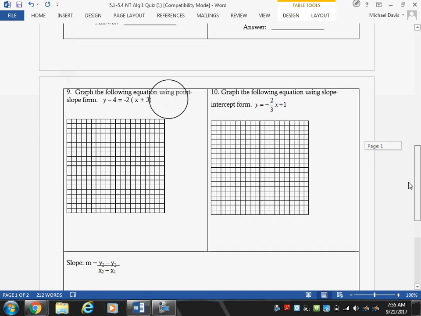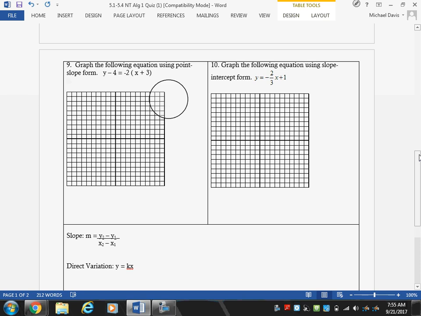Let's go down to the last 2 here. Following the point-slope form, well, you have a point of -3, 4. So I'll go and plot that. -3, up 4 goes right here. And then my slope is down 2 over 1. And I draw my line through there.